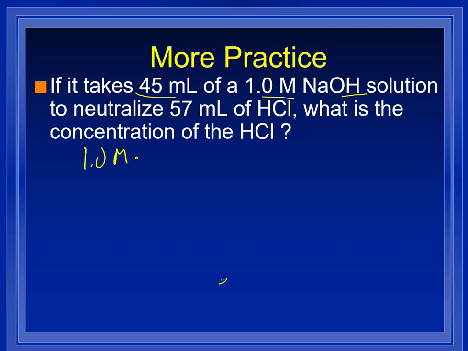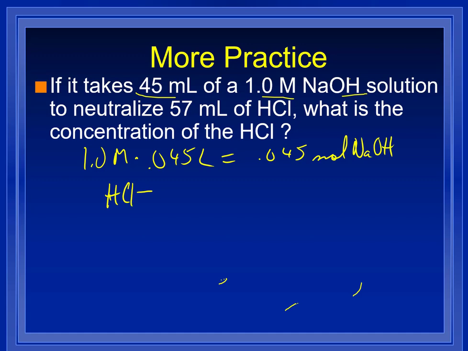1.0 molar times 0.045 liters is 0.045 moles of NaOH. Everybody okay with where I got 0.045 from? Okay. And then I write my equation, HCl plus NaOH makes water, HOH, and NaCl. Na is 1 plus, Cl is 1 minus, that's the right equation.